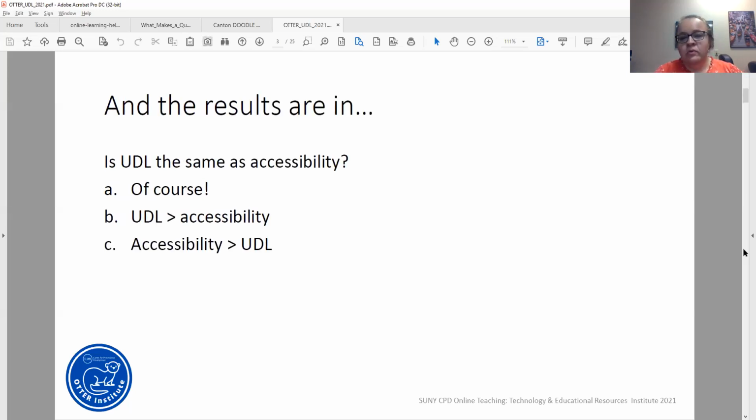So before we go anywhere, I would like to hear from you where your opinion is. Do you think that UDL is the same as accessibility? Or is UDL encompassing more than accessibility, or is accessibility encompassing more than UDL? So if you please give me your answer in the chat, either A or B or C. A is for UDL is the same as accessibility. B, UDL is more than accessibility, or C, accessibility is more than UDL.